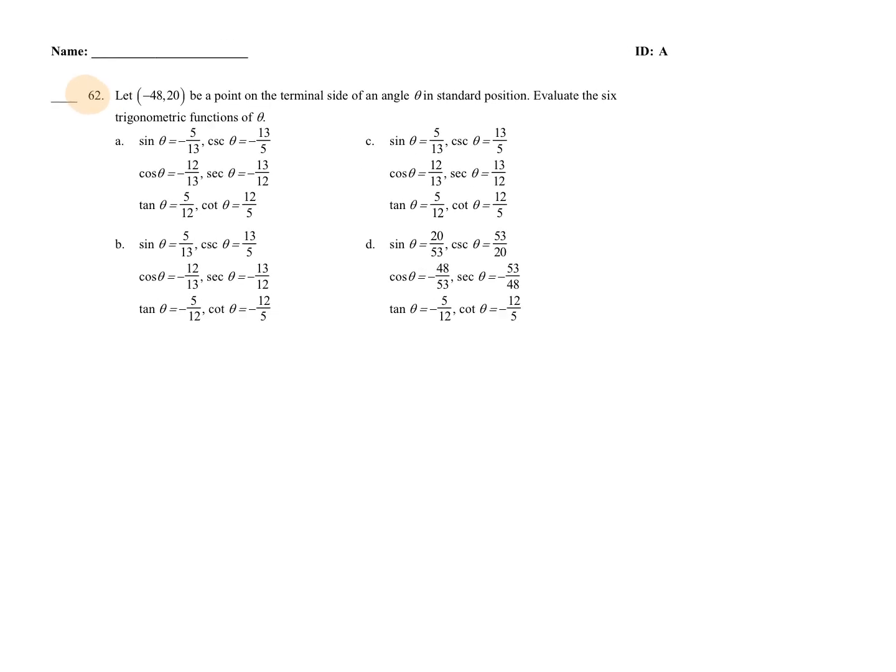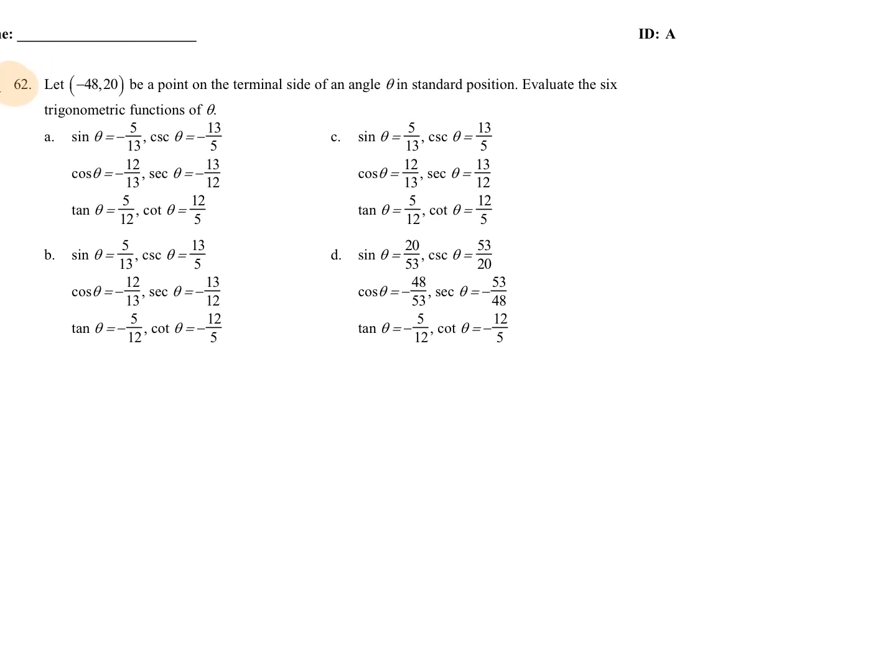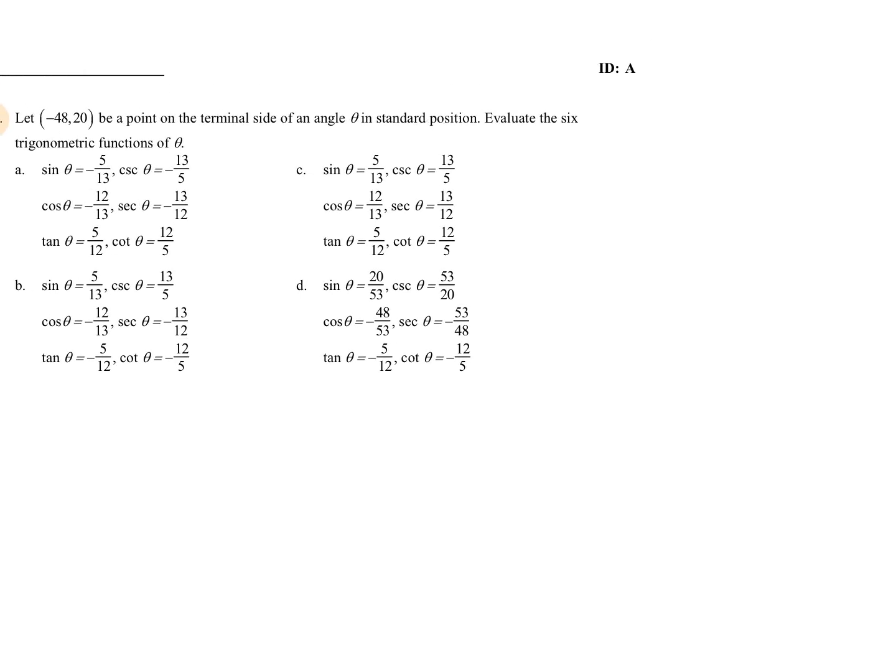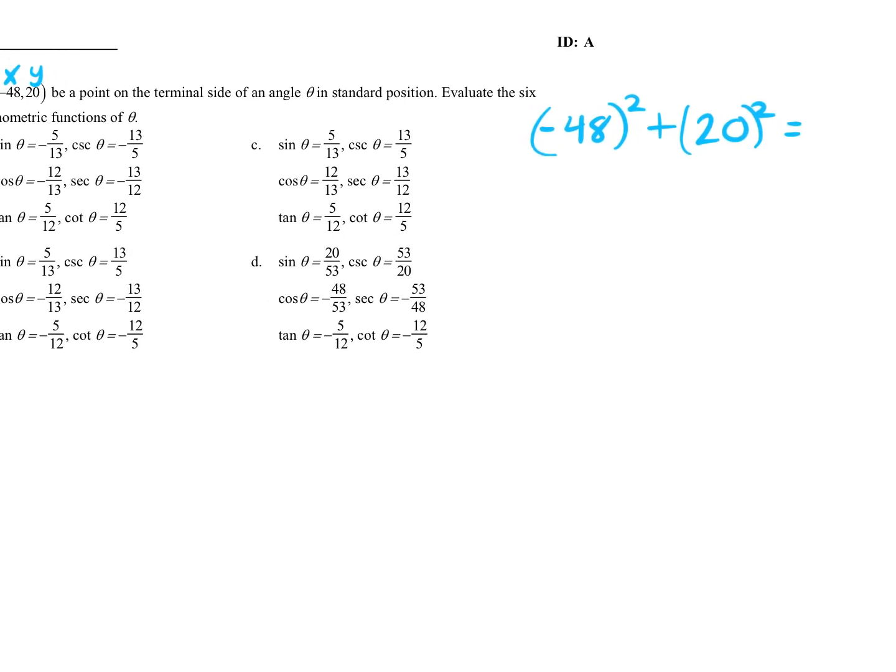All right, 62. 62 is the same thing. It gives us a point, and we have to find the other trig functions. So our point is x and y. We have to find the r. So we just use the Pythagorean theorem. So we have negative 48 squared plus 20 squared is equal to r squared. Just plug it in your calculator. R is 52? Yeah.